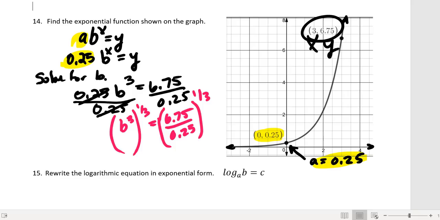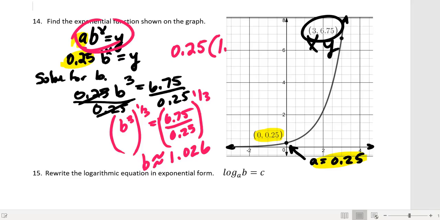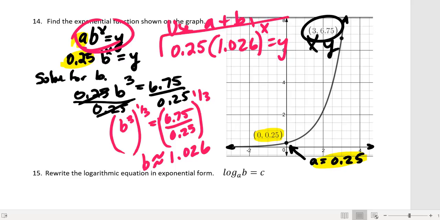And when you do this, you're going to get that b is approximately 1.026. And if I don't list it, you can always assume you can just do 3 decimals for these exponential problems. That's fine. So I know what b is. That is not my equation, though. An equation needs to have the x and the y. So I'm going to rewrite this original equation as 0.25, and then I'm going to write 1.026 to the x is equal to y.